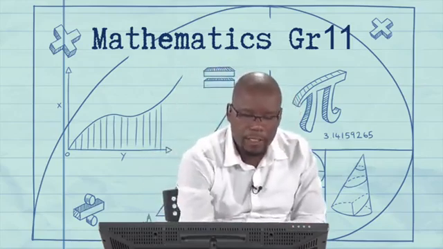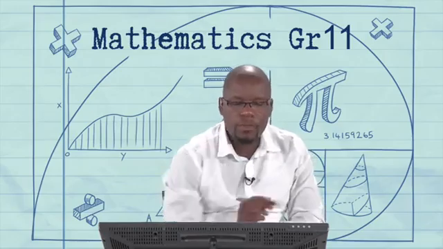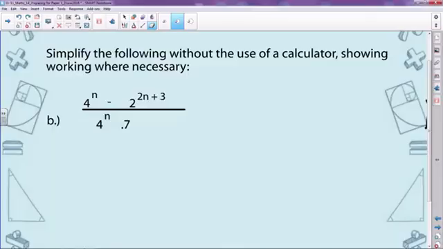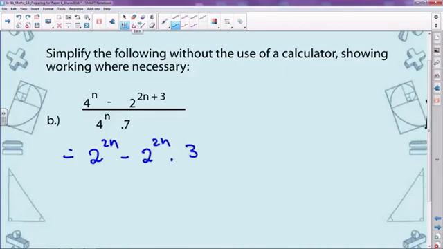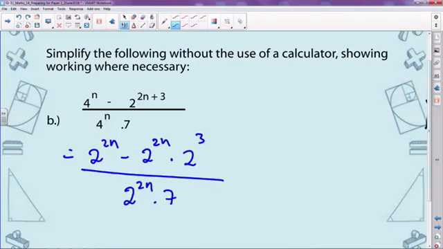Okay, right now, let's look at this problem. You've got 4 to n. It's easy to work with them when it's simplified to prime bases. So here, you can say this is 2 to exponent 2n minus 2 to 2n times 2 to 3, all divided by 2 to exponent 2n times 7.